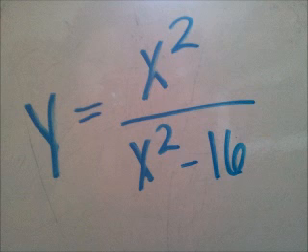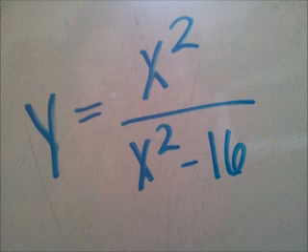To find my x-intercept, I let y equal 0. 0 equals x squared over x squared minus 16. Multiply both sides by x squared minus 16 to get 0 equals x squared. Square root both sides to get 0 equals x, and my x-intercept is therefore at the origin 0, 0.